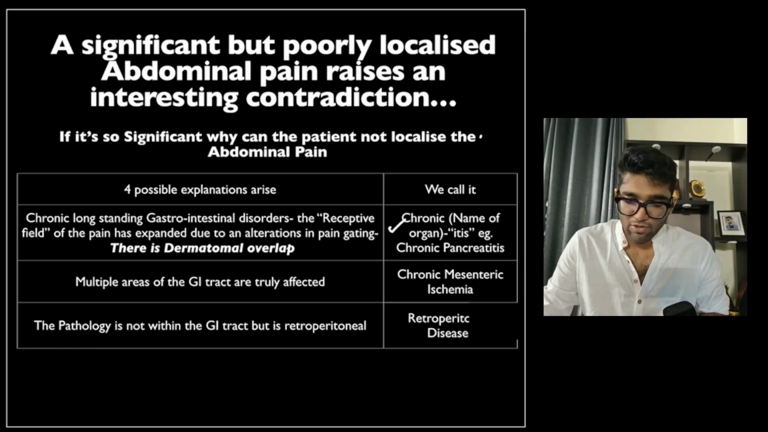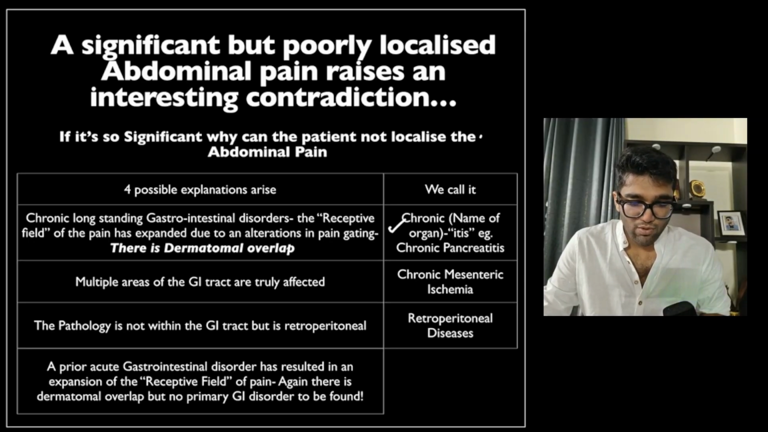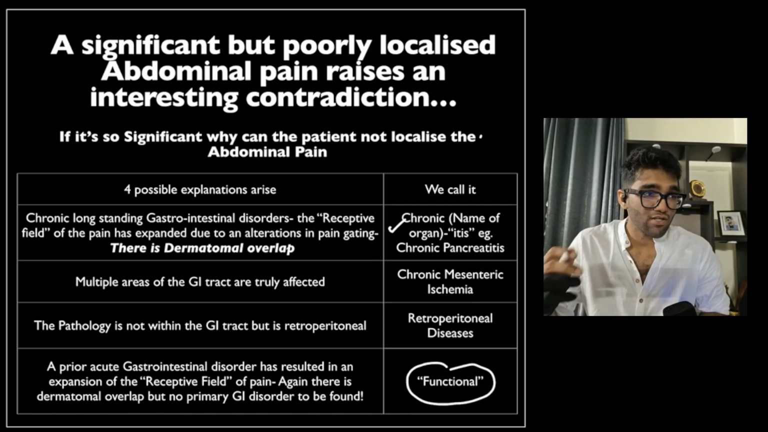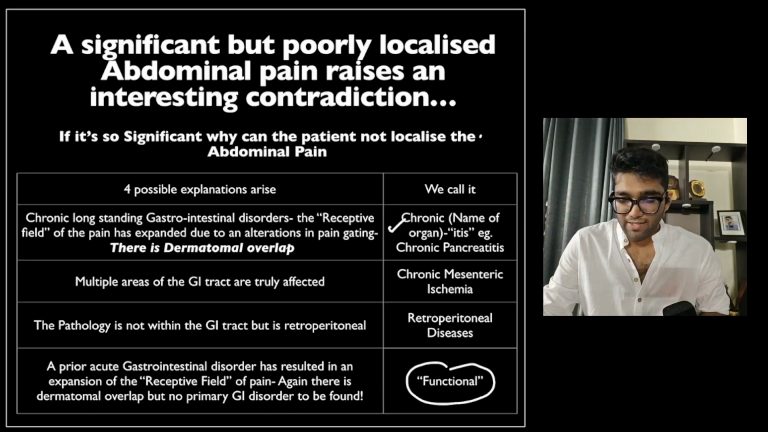So any retroperitoneal disease. And finally, you could have a prior acute gastrointestinal disorder that has resulted in an expansion of the receptive field, just like in the first situation. But right now, the patient has no gastrointestinal disorder. So this is actually what we then term functional, and specifically this refers to functional disorders in which there is altered peripheral and central sensitization. So specifically, I'm talking about irritable bowel syndrome in this particular situation and narcotic bowel syndrome.